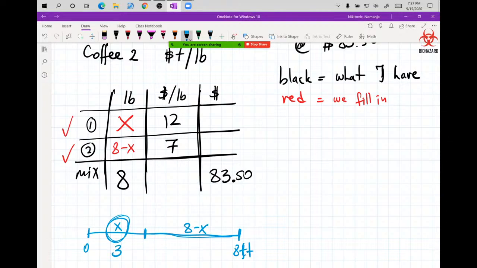Let's say this was 3, then this has to be 8 minus 3, which is 5. 3 plus 5 is 8. Let's say this number is 2. I cut 2 feet. Then 8 minus 2 is 6, and then 2 plus 6 is 8 for the total thing. So if I don't know how much coffee I need to take from the first blend, I'll put X. The second one is 8 minus X because I need a total of 8.